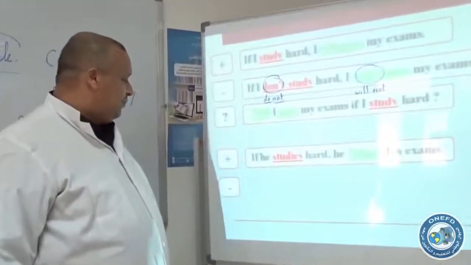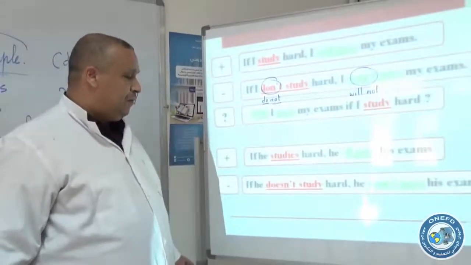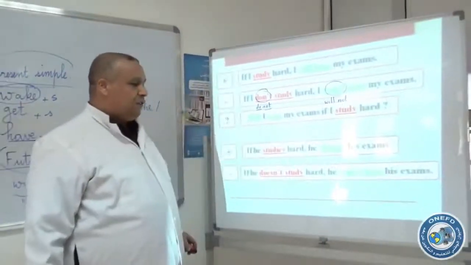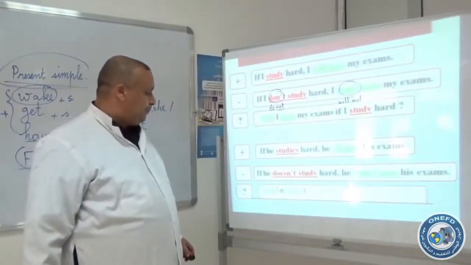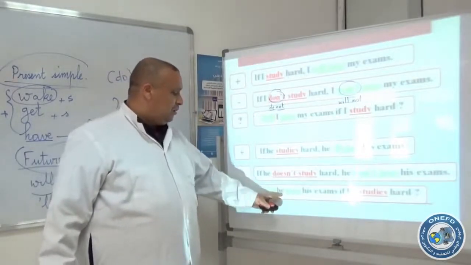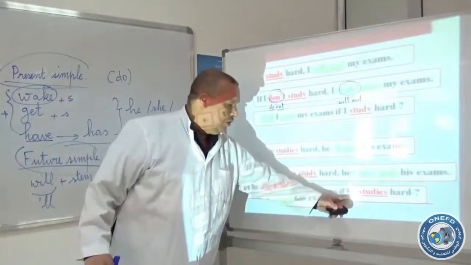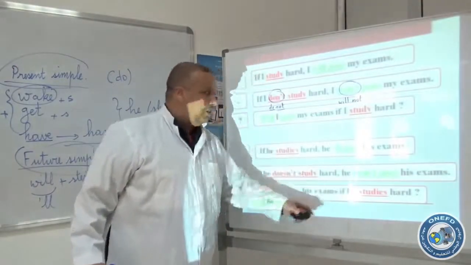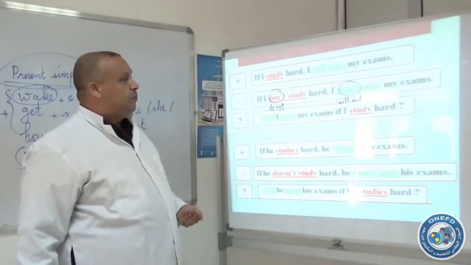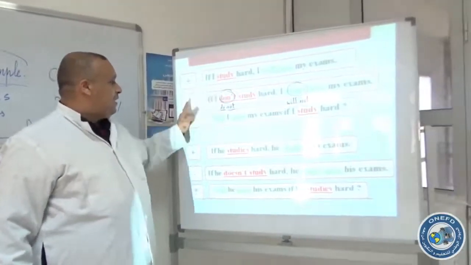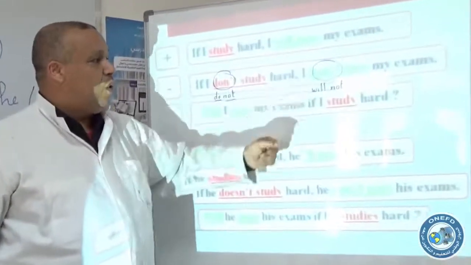The negative form: if he doesn't, stem, and the rest of the sentence including the second part. A yes-no question now. It is always will plus stem here, and the verb studies with the other pronoun he, she, or it. So we have the sentences here. I repeat, if I study hard, I will pass my exams. In the second sentence, which is the negative form, if I don't study hard, I will not or won't pass my exams.